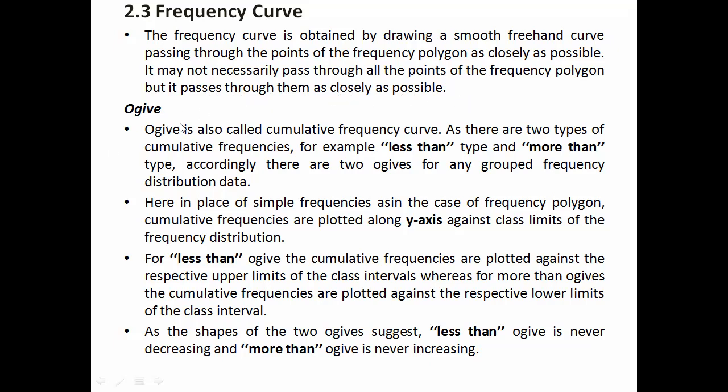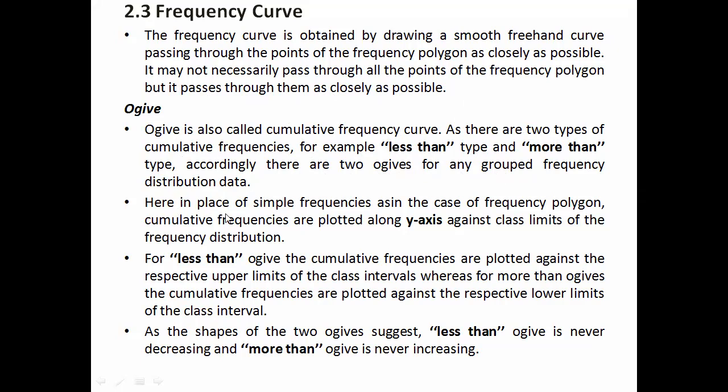Okay. Then the next important thing comes here, the ogive, right? This is also very helpful to present the data. An ogive is also called a cumulative frequency curve, right? As there are two types of cumulative frequency, less than type and more than type, accordingly there are two ogives for any grouped frequency distribution data.